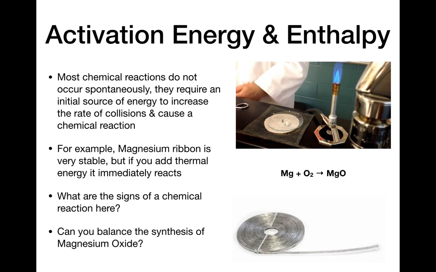Can you balance this equation? It's a synthesis reaction of magnesium and oxygen to make magnesium oxide. Can you balance it? Don't forget, you have to balance equations. There we go. 2 magnesiums plus 1 oxygen gives 2 magnesium oxides.